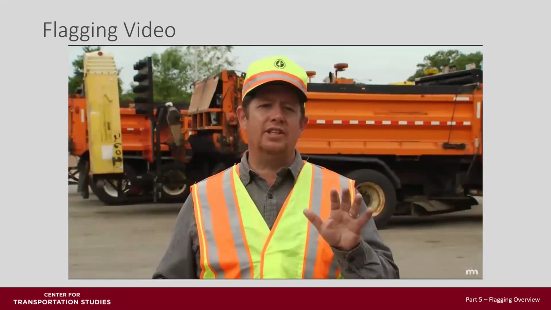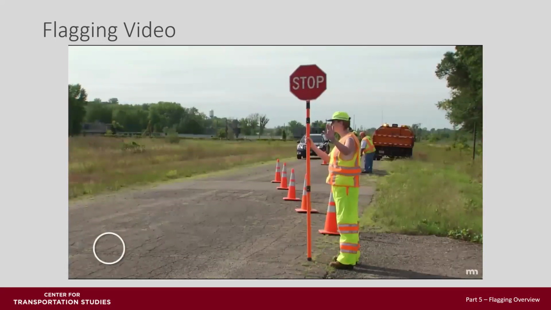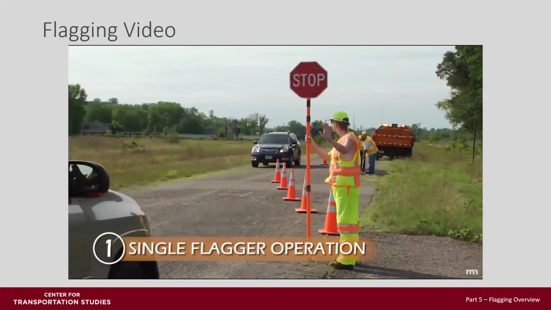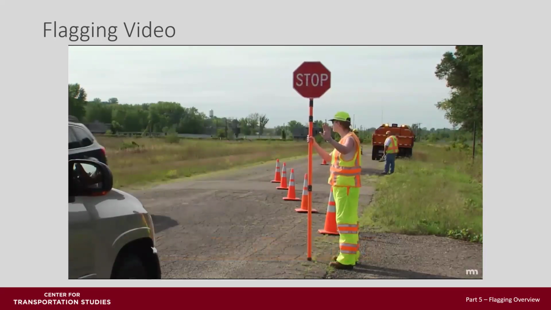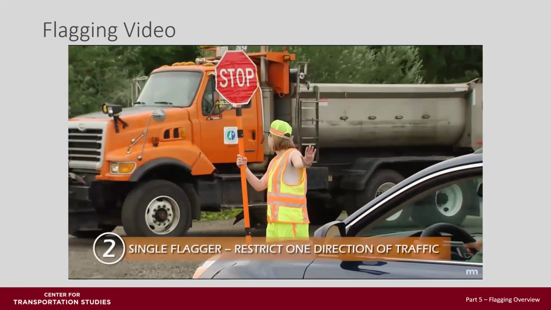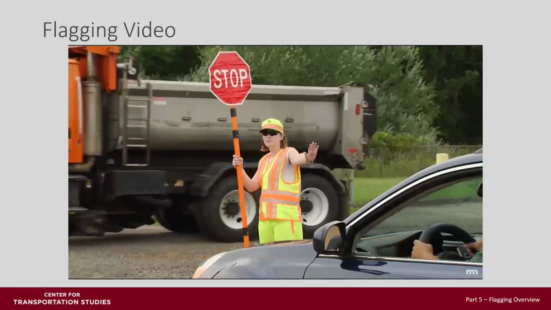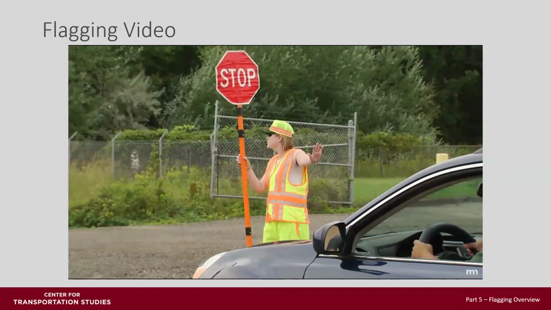Now let's summarize the 6 flagging situations we've just discussed. Single flagger operation. This operation is acceptable for low volume conditions where there is good sight distance and the work area is short. A single flagger may be used to restrict one direction of traffic. This operation is normally used where one lane of traffic is periodically blocked.